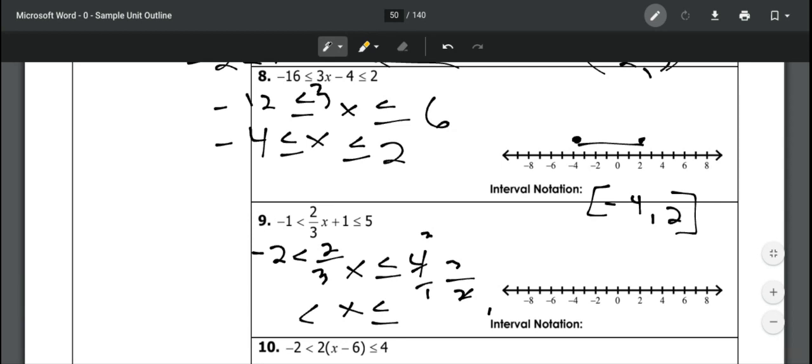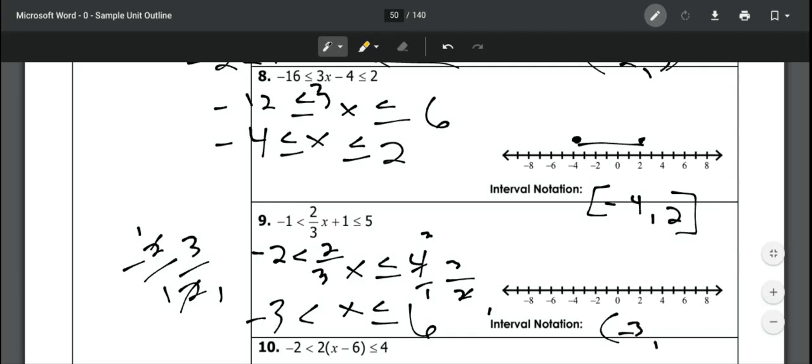We end up getting 2 times 3 is 6. And then, I'll do it over here, if we have negative 2 over 1 times 3 halves, canceled out, and it comes out to be a negative 3. And so the interval notation is negative 3 with a comma, and then 6 with brackets. So negative 3, 6 colored in, and there we go.